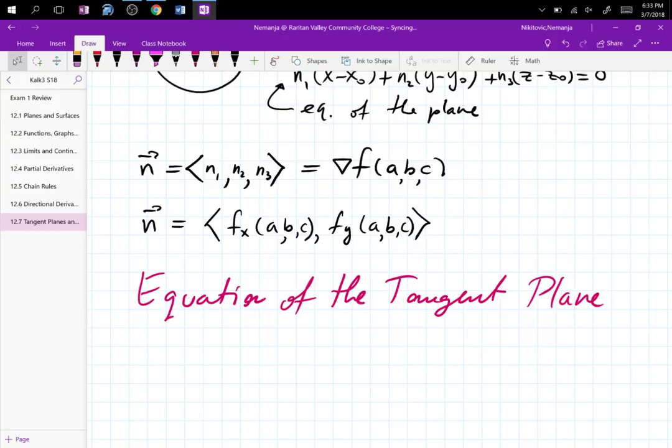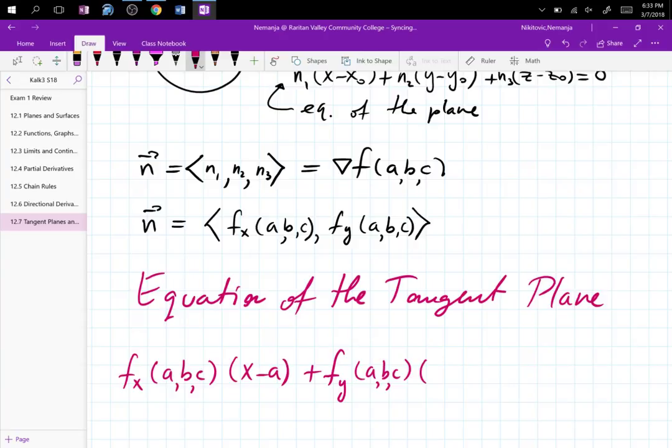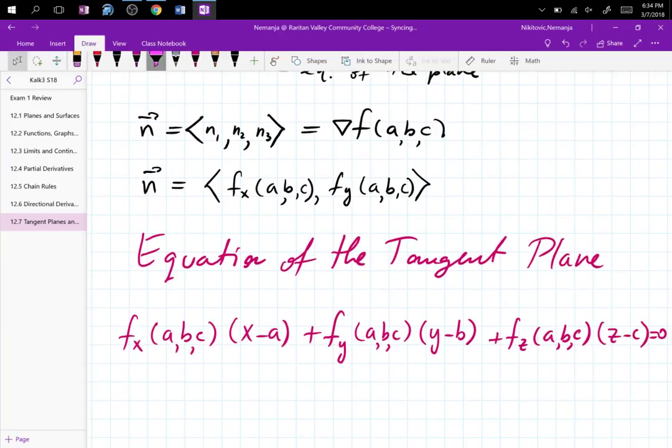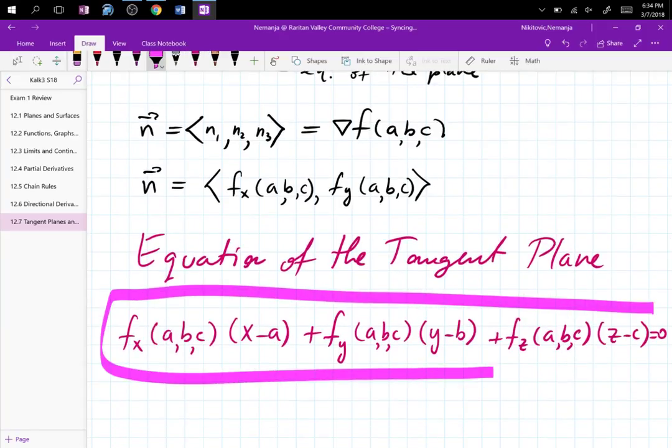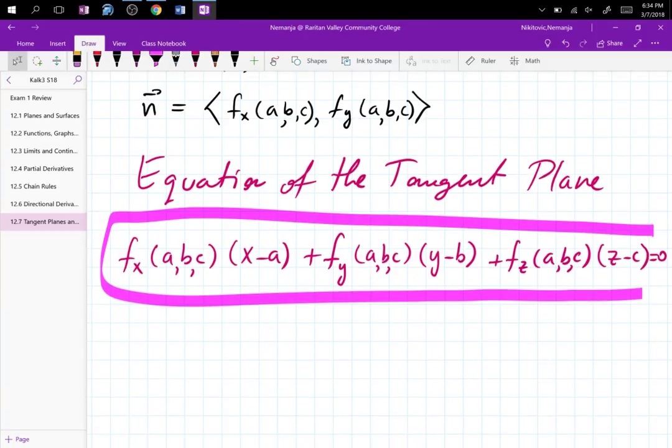what do I have? I have all the partial derivatives, right? So it's going to be the partial derivative with respect to x, computed at ABC, times x minus a, plus the partial derivative of y computed at ABC times y minus b, plus the partial derivative with respect to z at ABC times z minus c, equal to 0. Barely fit. All right, there we go. So this is our equation for the tangent plane.